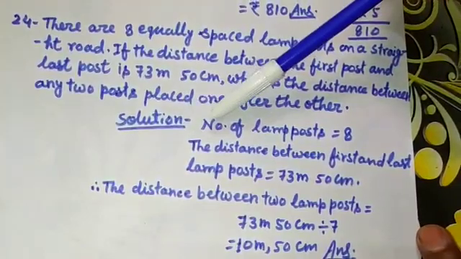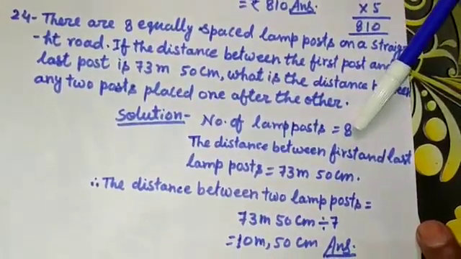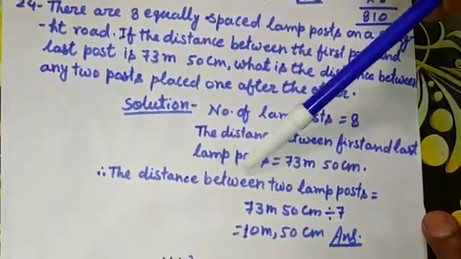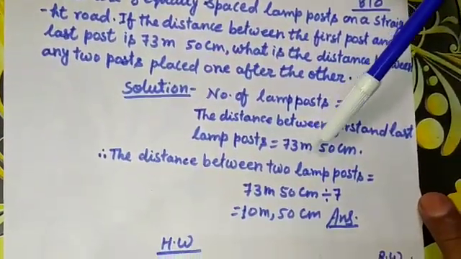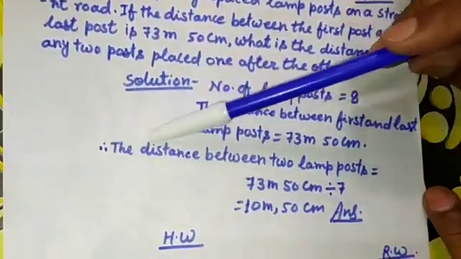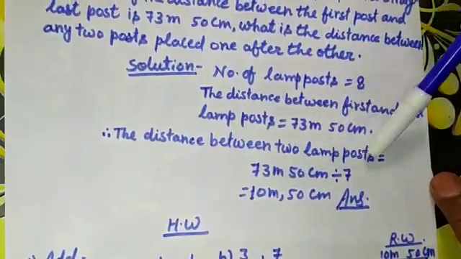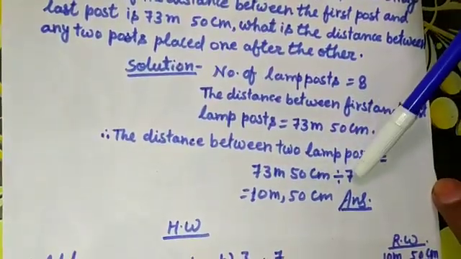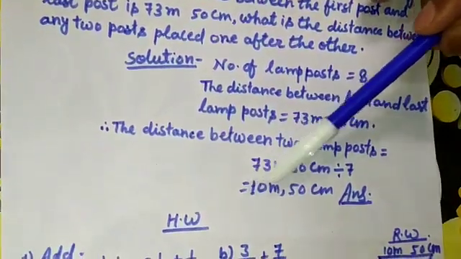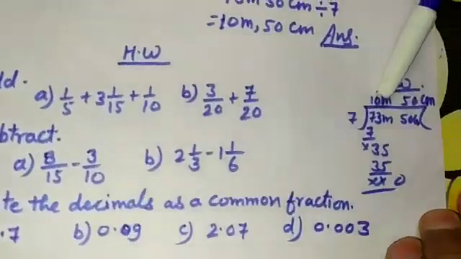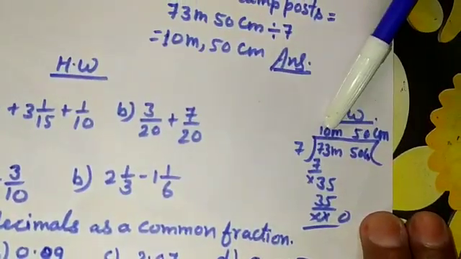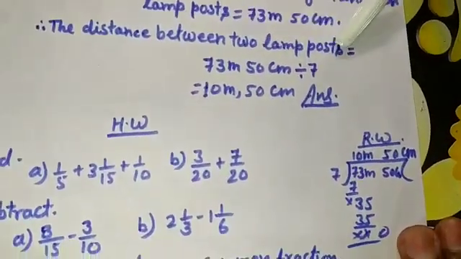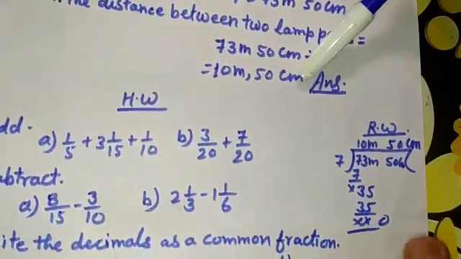Solution is here. Number of lamp posts is equal to 8. The distance between the first and last lamp post is equal to 73 meter 50 centimeter. Therefore, the distance between two lamp posts is equal to 73 meter 50 centimeter divided by 7. Division is here, and your answer is 10 meter 50 centimeter. Therefore, the distance between two lamp posts is equal to 10 meter 50 centimeter.